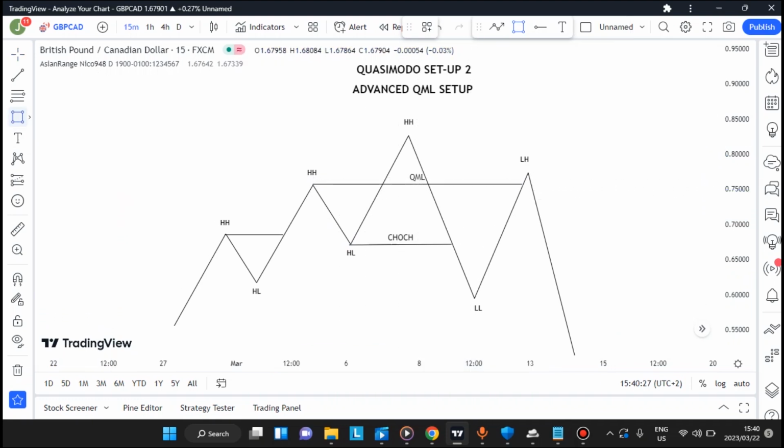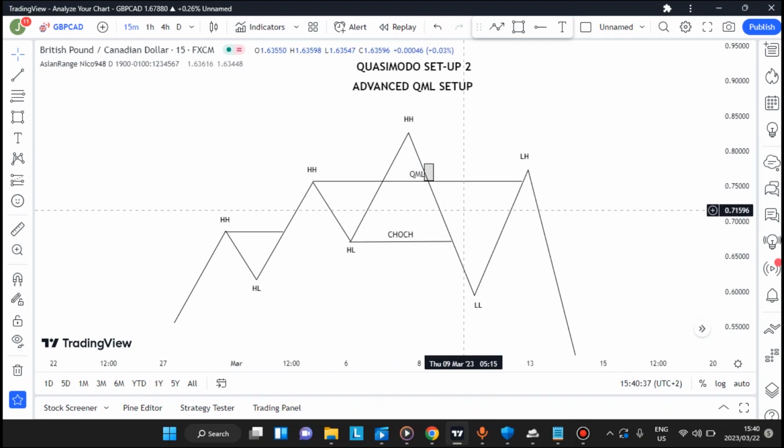So where do we expect to find our order block? Our order block is expected to be found here. And then you must know, guys, that you should always look for a significant order block, not an order block that has already been mitigated.